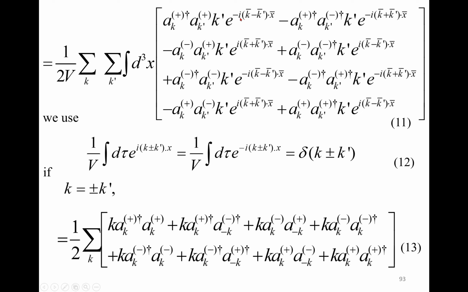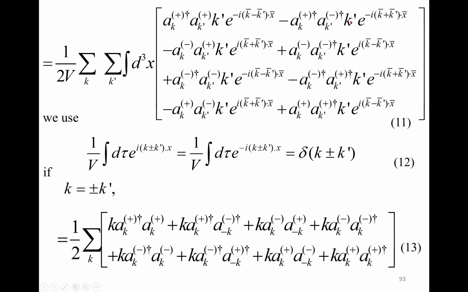So for example, you just take the first term. First term is your k equals plus k prime. See here, your delta k is nothing but k minus k prime. So k equals plus k prime. So when you are going to substitute, that term will be, when k equals k prime, the remaining term will be 1. So you have k minus k prime, so you have k equals k prime. So instead of k prime, you have to substitute k. So this first term becomes k, a_k plus dagger. Instead of k prime, this will become k. So a_k plus, the remaining term will be 1.